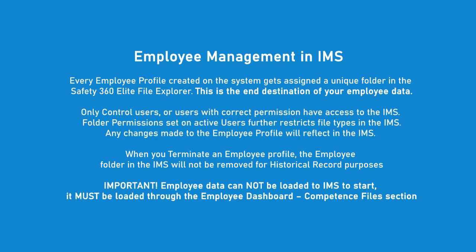Every employee profile created on the system gets assigned a unique folder in the Safety 360 Elite File Explorer. Only control users, or users with correct permission, have access to the IMS. Folder permissions further restricts file types in the IMS. Important to note: employee data cannot be loaded directly to the IMS, it must be loaded through the employee dashboard via the Competence Files section.